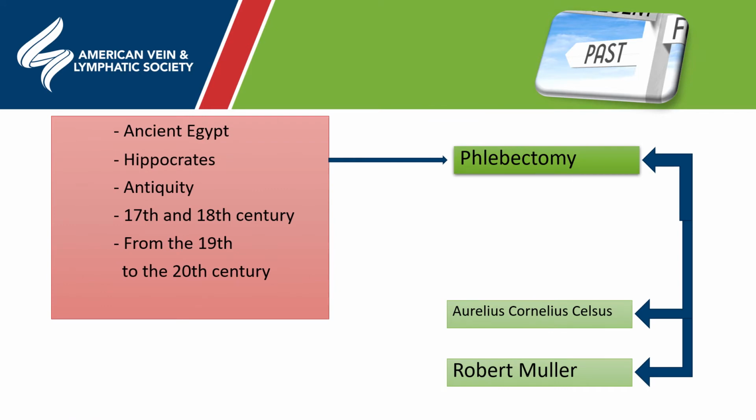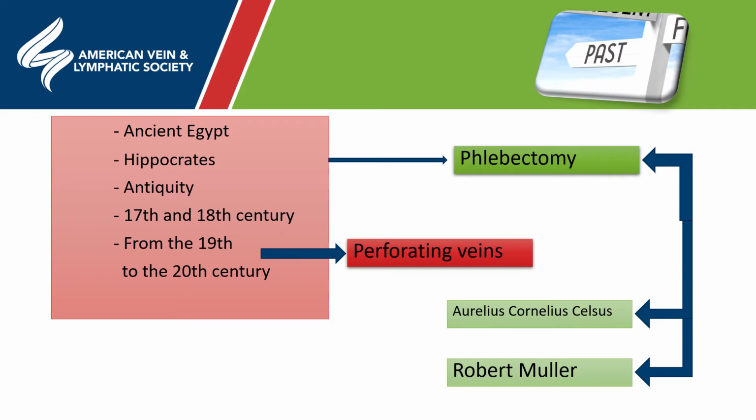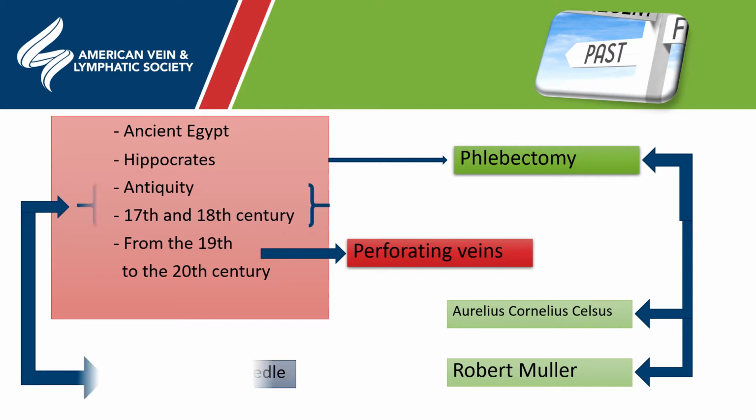Concomitantly or sequentially with the treatment of truncal insufficiency, residual varicosities can be treated by phlebectomy. Phlebectomy was first described by Aurelius Cornelius Celsus and was reinvented a little over 40 years ago by Robert Muller. Robert Linton was the first to describe the operation of subfascial ligation of the medial lower leg communicating veins in 1938, and Cockett described the extrafascial ligation of perforating veins in 1953. During the 80s, the technique of subfascial endoscopic perforator surgery was developed.